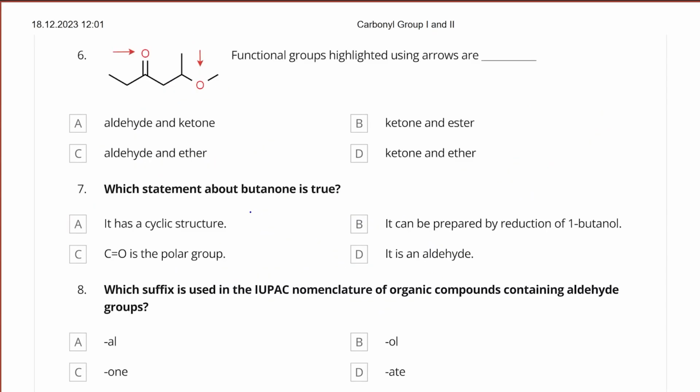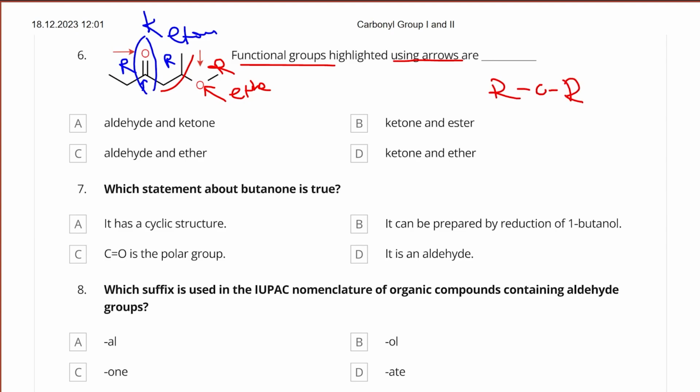Continuing question 6. Functional groups highlighted using arrows. They are what? And as you see here, an oxygen, but here the oxygen is attached to a carbon with the double bond. This is carbonyl, and there are 2 R's, which makes it a ketone. And for the other group here, this one is an ether. And again, an R here and an R here. So between 2 R's, if we have an oxygen, it's ether. If we have a carbonyl group, it's a ketone. This is ketone. This is ether.